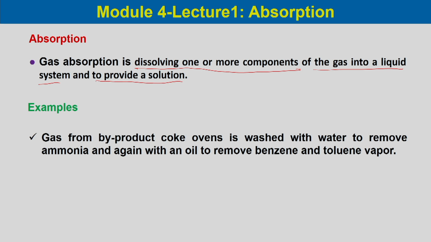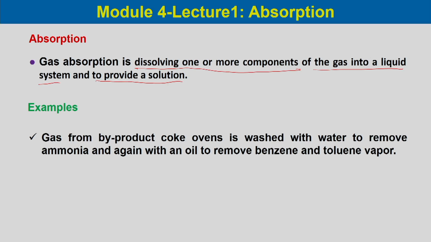For example, gas from byproduct coke ovens. In the byproduct coke oven, we generally have ammonia as a byproduct, and benzene and toluene also mixed with that vapor. So, gas from this byproduct coke oven is washed with water to remove ammonia, and again with an oil to remove benzene and toluene vapor.